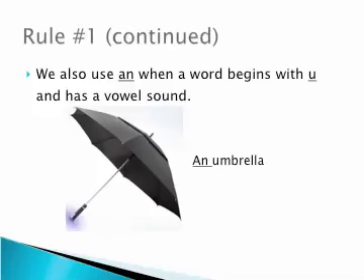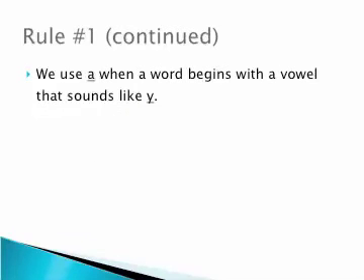Rule number one continued. We also use "an" when a word begins with "u" and has a vowel sound. So, the word umbrella. Umbrella begins with a U and that's a vowel sound. So we say an umbrella.